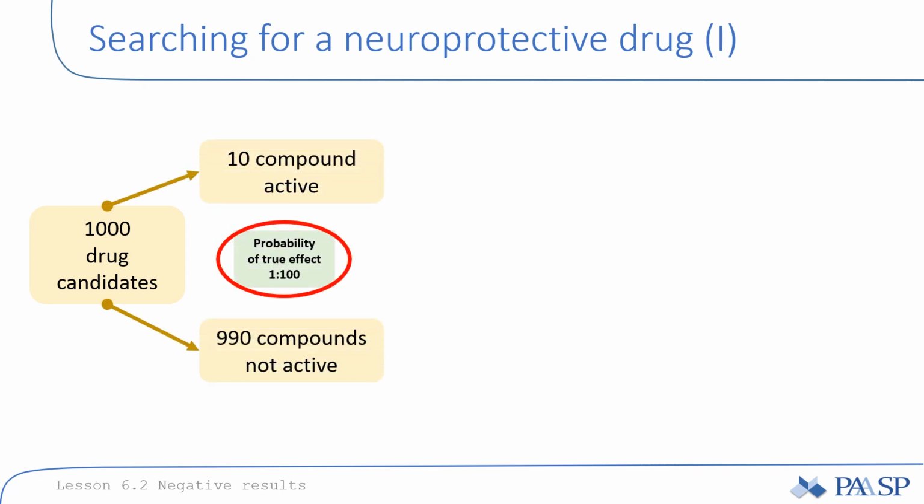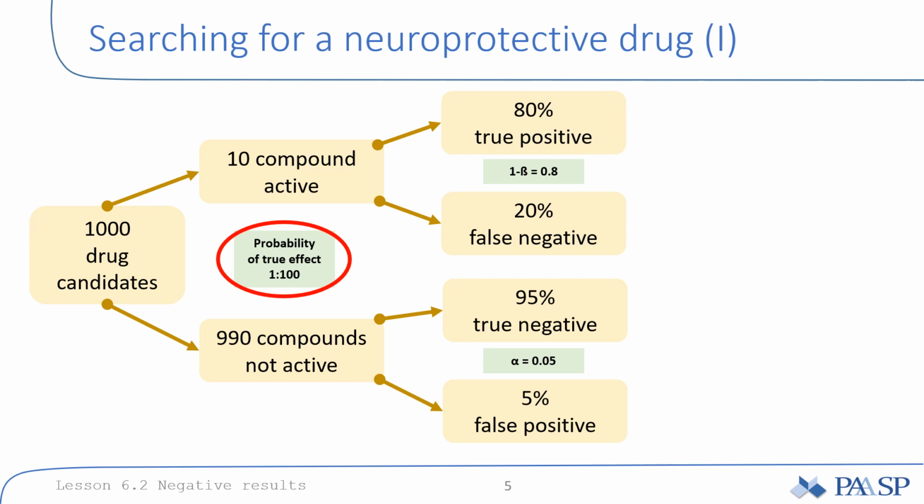Out of 1,000 novel drug candidates, 10 should demonstrate desired effects and 990 should fail. We will again power our studies at 80%, so that out of 10 actives, we will be able to detect 8, while 2 will come out as false negatives. And we will set the significance level at 5%, so that out of 990 not active molecules, we should have 95% true negatives and 5% false positives.